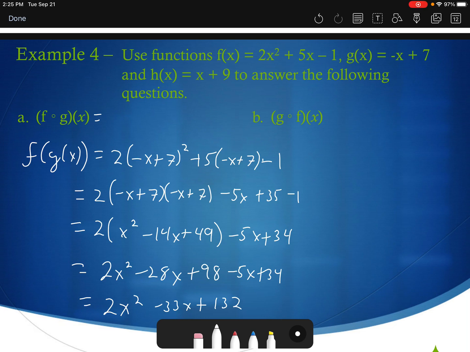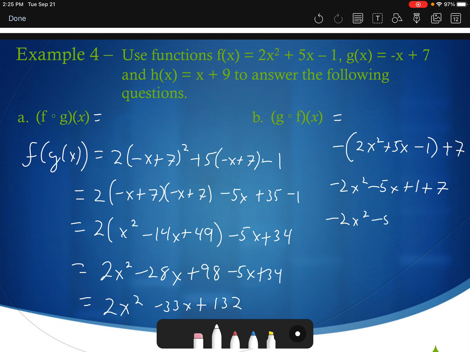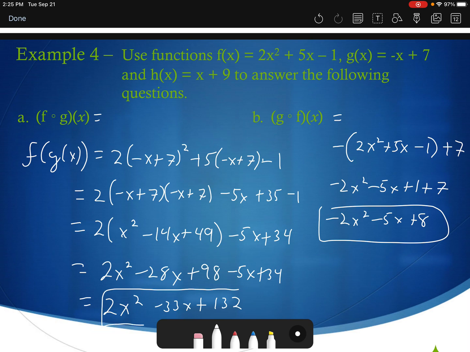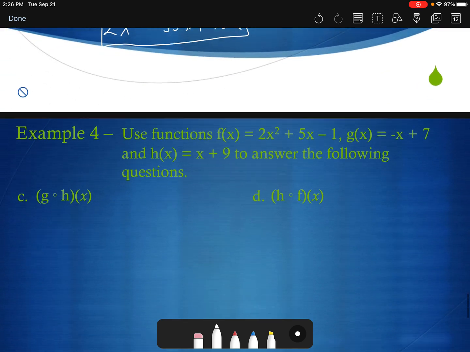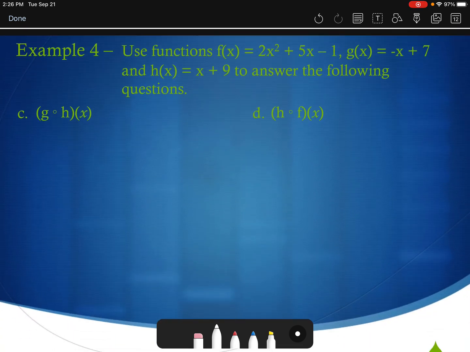Okay, g circle f. So now we're going to put f into g. So this is a little bit easier. So we plug 2x squared plus 5x minus 1 into our g for x, and distribute the negative sign, and we end up with negative 2x squared minus 5x plus 8. So f of g of x is not the same as g of f of x. Composite functions.